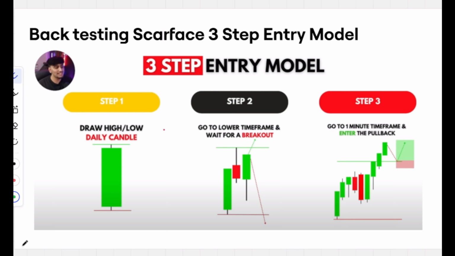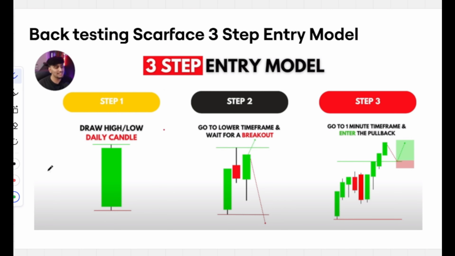Before we jump into the live chart, after this session I'll go over applying his entry model to the whole of September and see how many winning and losing trades you would take based on the whole month. All right, let's step into the first step.